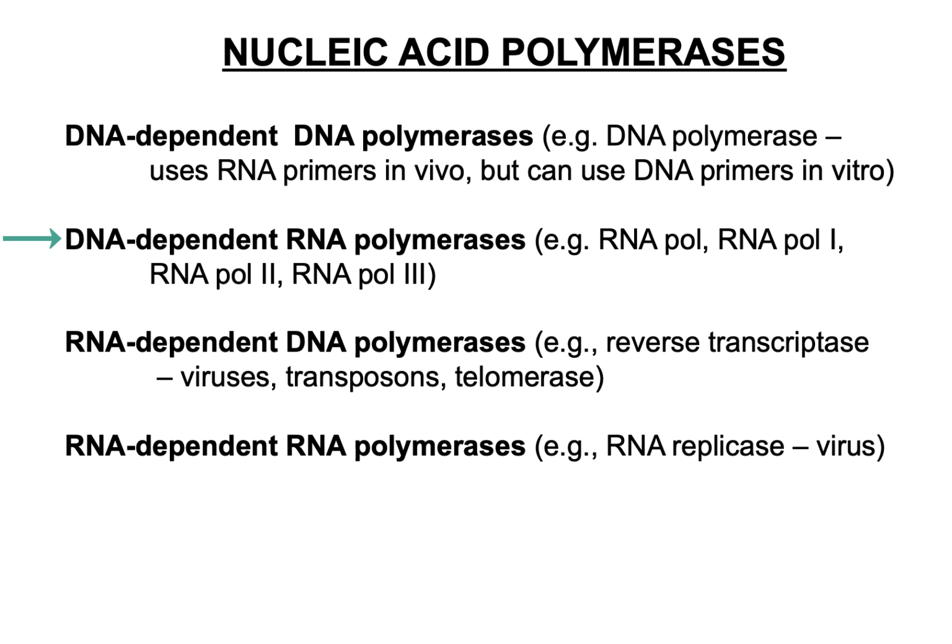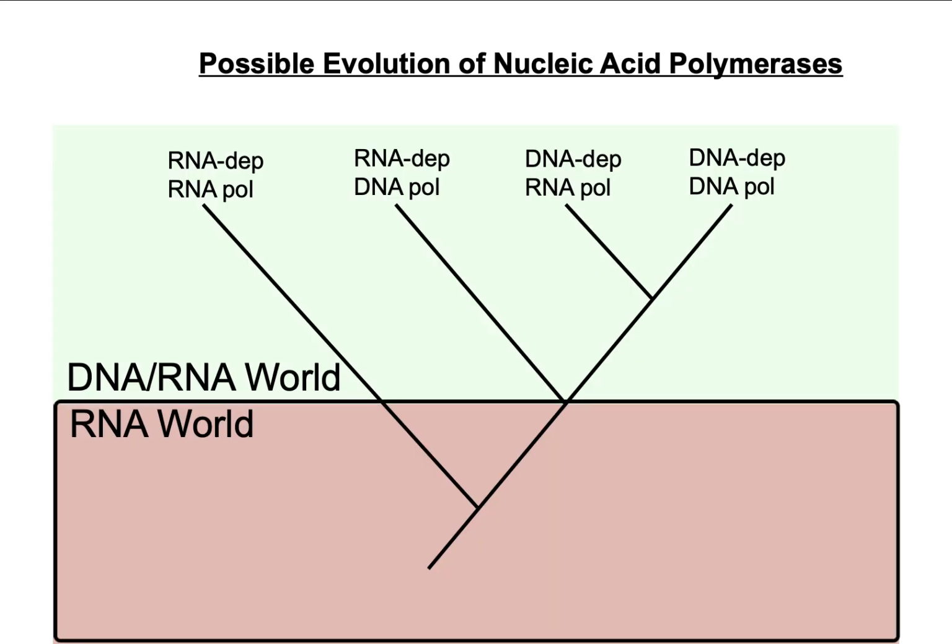related evolutionarily. Then there are the RNA-dependent DNA polymerases, and this is primarily a reverse transcriptase, but also some transposons and telomerase have reverse transcriptase activity. And then there are the RNA-dependent RNA polymerases, primarily RNA replicase that is used by RNA viruses. So back in the RNA world, there were primarily RNA-dependent RNA polymerases, which still exist in some RNA viruses.